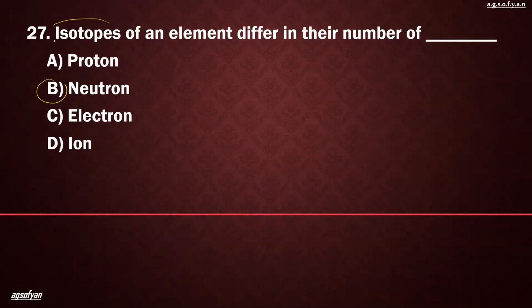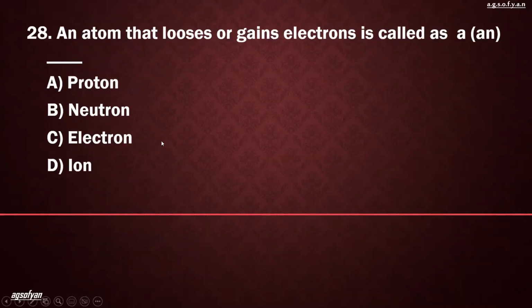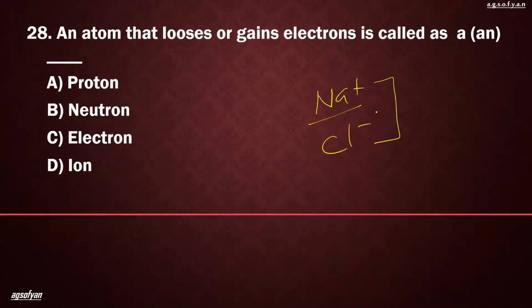Next, isotopes of an element differ in their number of. If you see isotope, it is always related to neutron. If you see the question about isotopes, it will be different in neutron number. An atom that loses or gains electron is called, it becomes sodium positive, chloride negative. So what do you call them? Ion. This is sodium ion, this is chloride ion, so they are called ion.